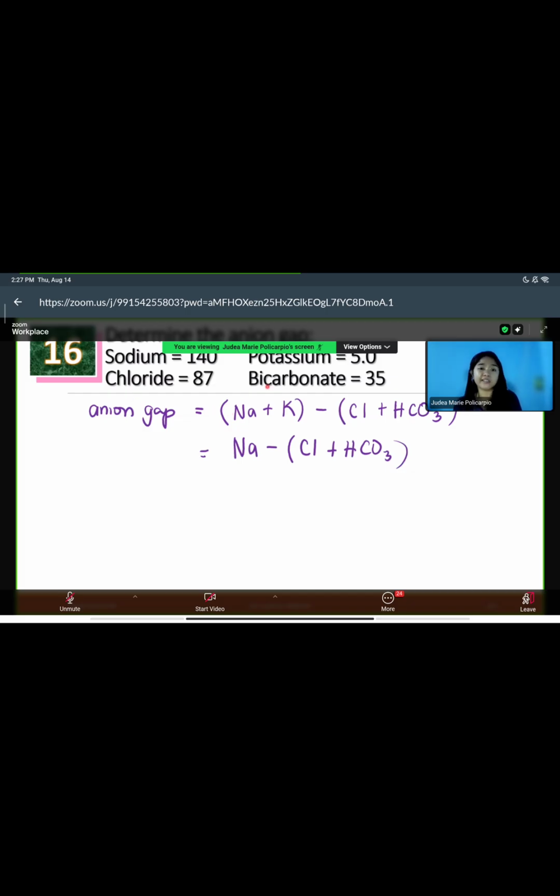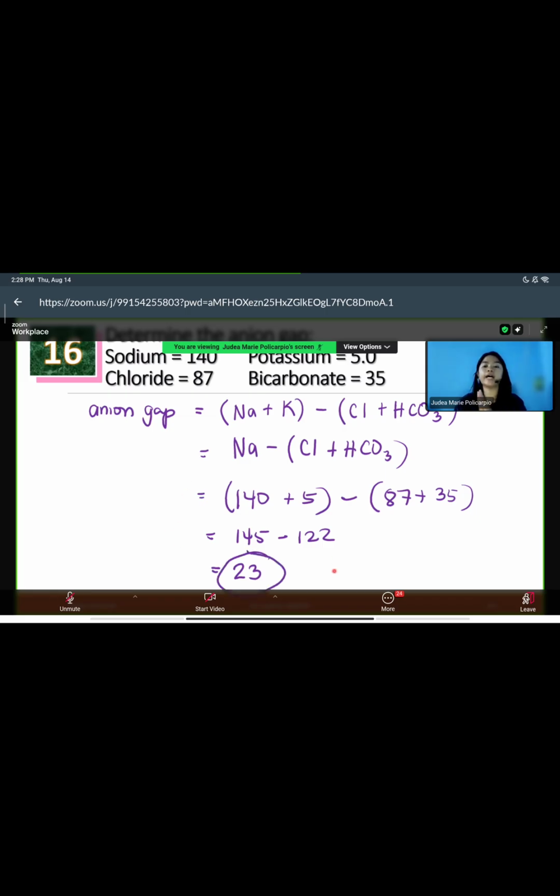And in this case naman, the potassium is given. Well, let's make use of the potassium. So we have sodium plus potassium. That means we got 140 for the sodium plus your potassium, which is 5, minus the chloride, which is 87, plus 35 for your bicarbonate. Okay, so dito, let's try to add them muna. 140 plus 5 would give us 145, minus 87 plus 35. 87 plus 35 would give us 122. And what is 145 minus 122? That would give us 23.